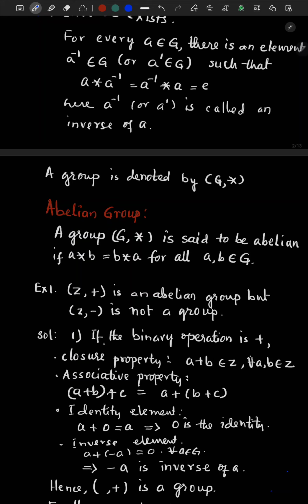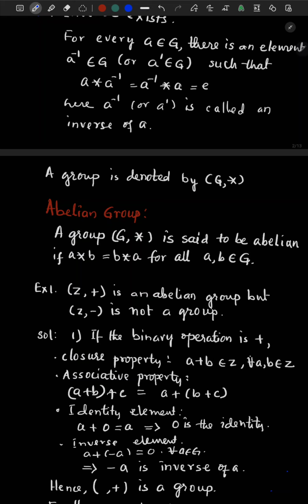So we'll prove the first one. If the binary operation is plus, it has to satisfy all the four properties. Closure property is true here because addition of two integers is again an integer, for every two integers belonging to Z. Associative property also you can check. (A + B) + C is the same as A + (B + C).